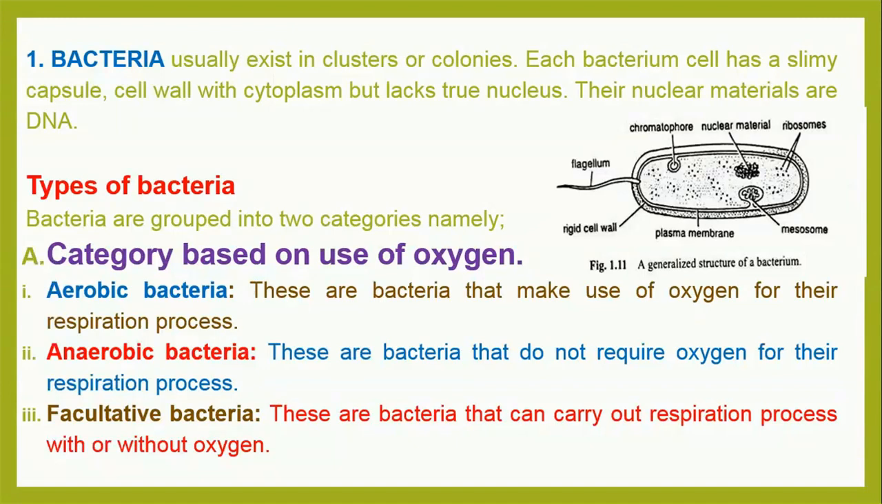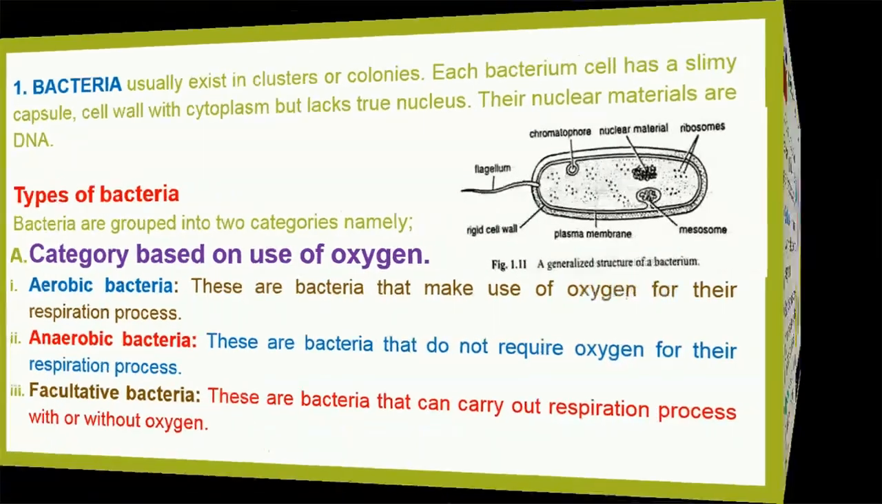So let's discuss types of bacteria. Bacteria are grouped into two categories. The first category is based on use of oxygen. Number one, we have aerobic bacteria. These are bacteria that make use of oxygen for their respiration process. 2. Anaerobic bacteria. These are bacteria that do not require oxygen for their respiration process. And 3. Facultative bacteria. These are bacteria that can carry out respiration with or without the presence of oxygen.